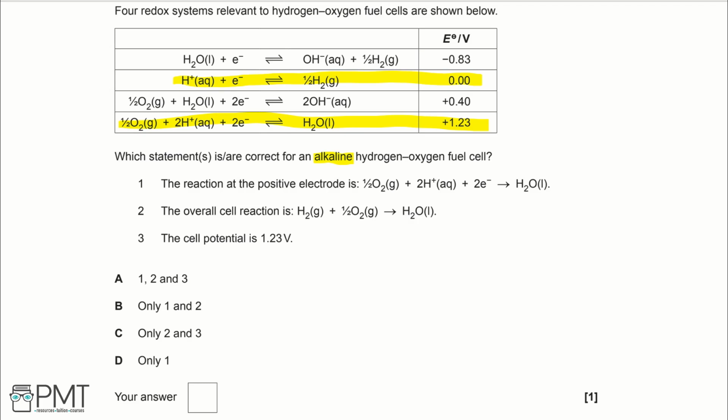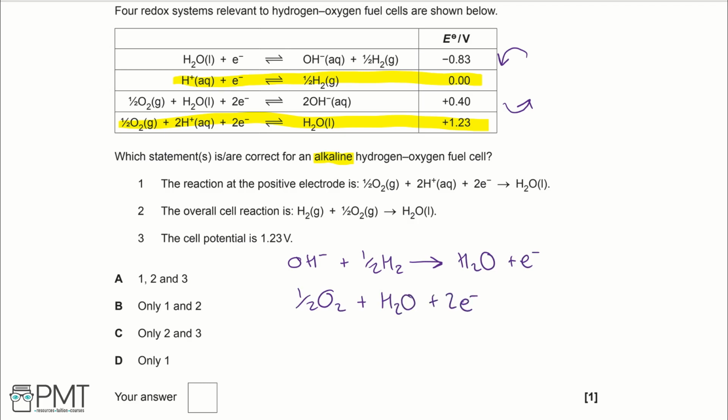So if we were to write the overall equation for these two redox systems, the top equation is going to shift backwards because it's more negative, the electrode potential, and then the more positive electrode potential is going to shift forwards. So if we were to rewrite these equations firstly, we would have OH- plus half H2 goes to H2O plus an electron, and then half O2 plus H2O plus 2 electrons goes to 2 OH-.